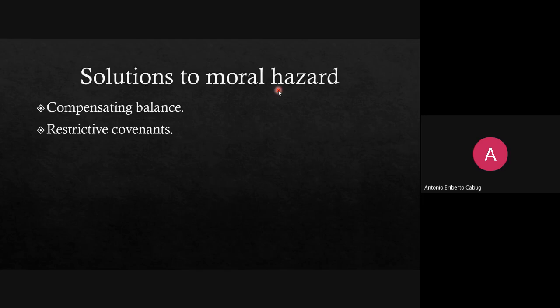So, what can we prevent? What can we do? What can we put in the contract so that the borrower does not become irresponsible? Compensating balance: an amount of the borrowed amount should be left in the bank. Restrictive covenants: terms and clauses in the contract that prevent the shareholder from taking on more risk.